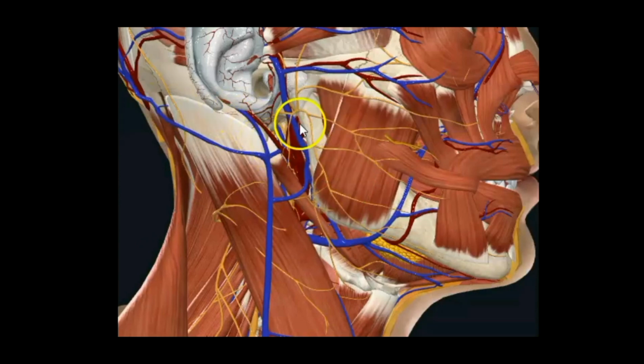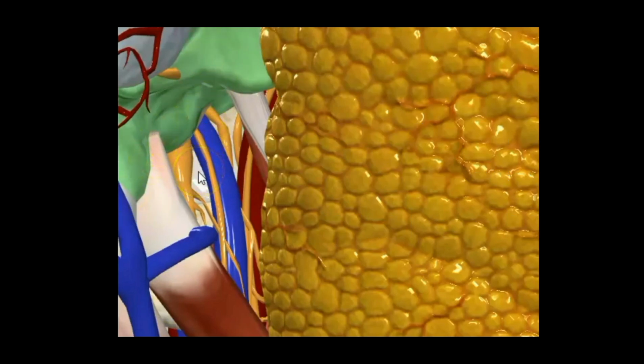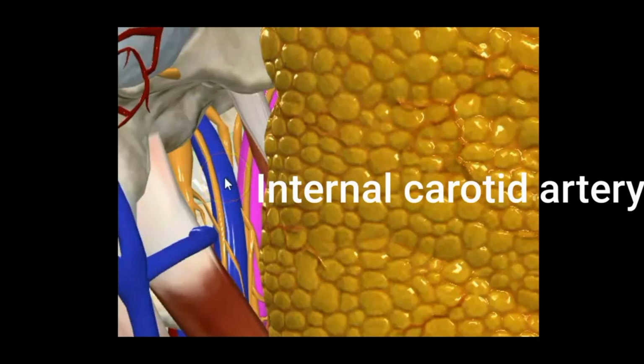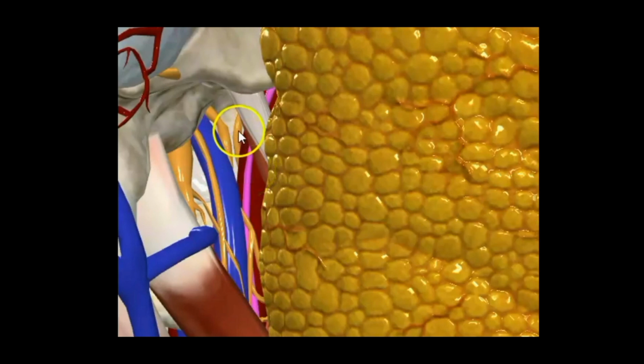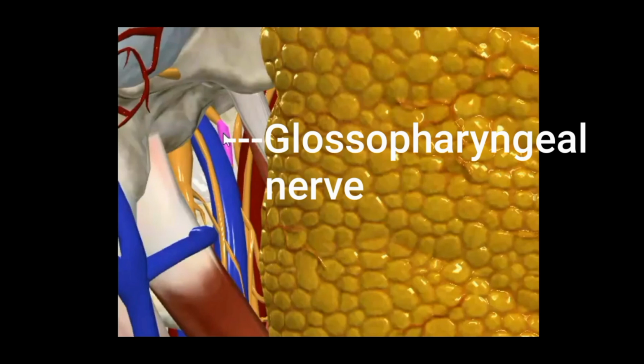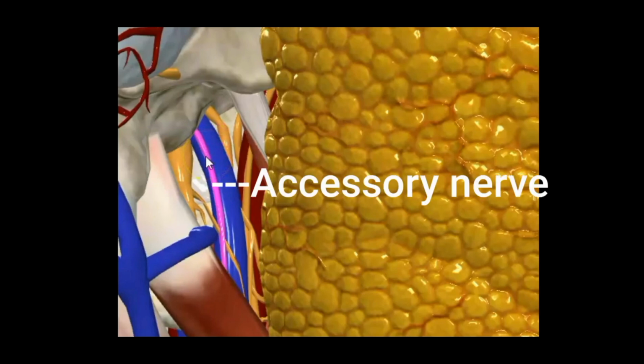Remember like that. Coming to the relations of the posteromedial surface, I will tell you one easy way. Remember 2, 3, 4: 2 vessels, internal carotid artery and internal jugular vein; 3 bony processes, what are those? Mastoid and styloid, and one more is the transverse process of atlas; and 4 cranial nerves, 9, 10, 11, 12. You can see there the internal carotid artery, internal jugular vein, and the sympathetic plexus surrounding the internal carotid artery. We have discussed the internal carotid artery in the last video.